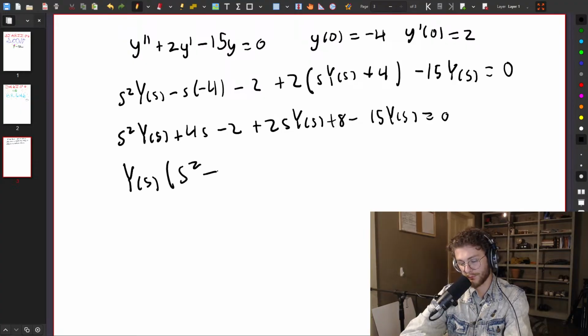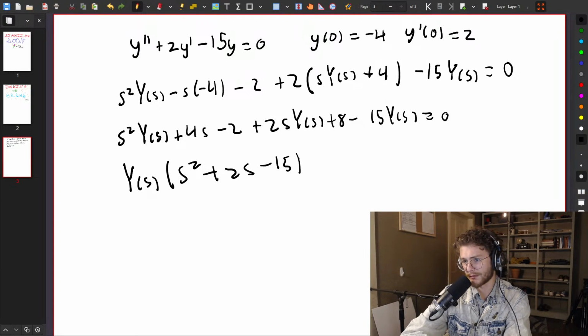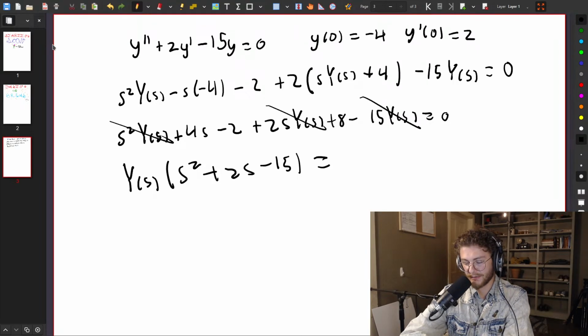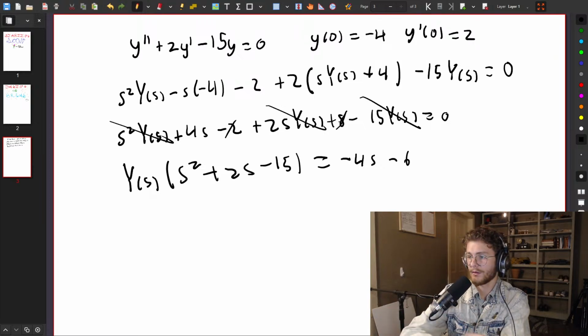s squared plus 2s minus 15. Look at that, we've got a quadratic right there. Equals, and what's left? We've got 4s minus 2 plus 8, and minus 2 plus 8 is 6. It's positive 6, and we've subtracted it to the other side of the equation, so that's minus 4s minus 6.